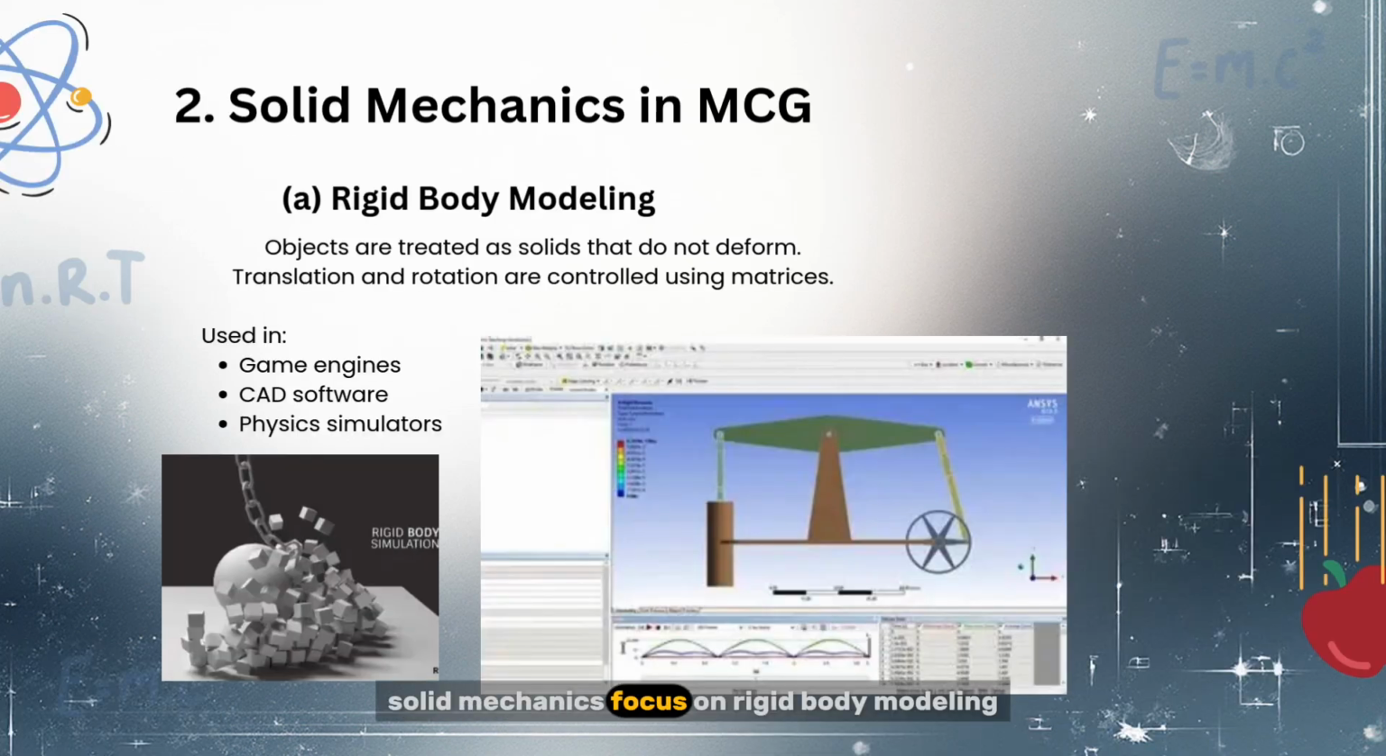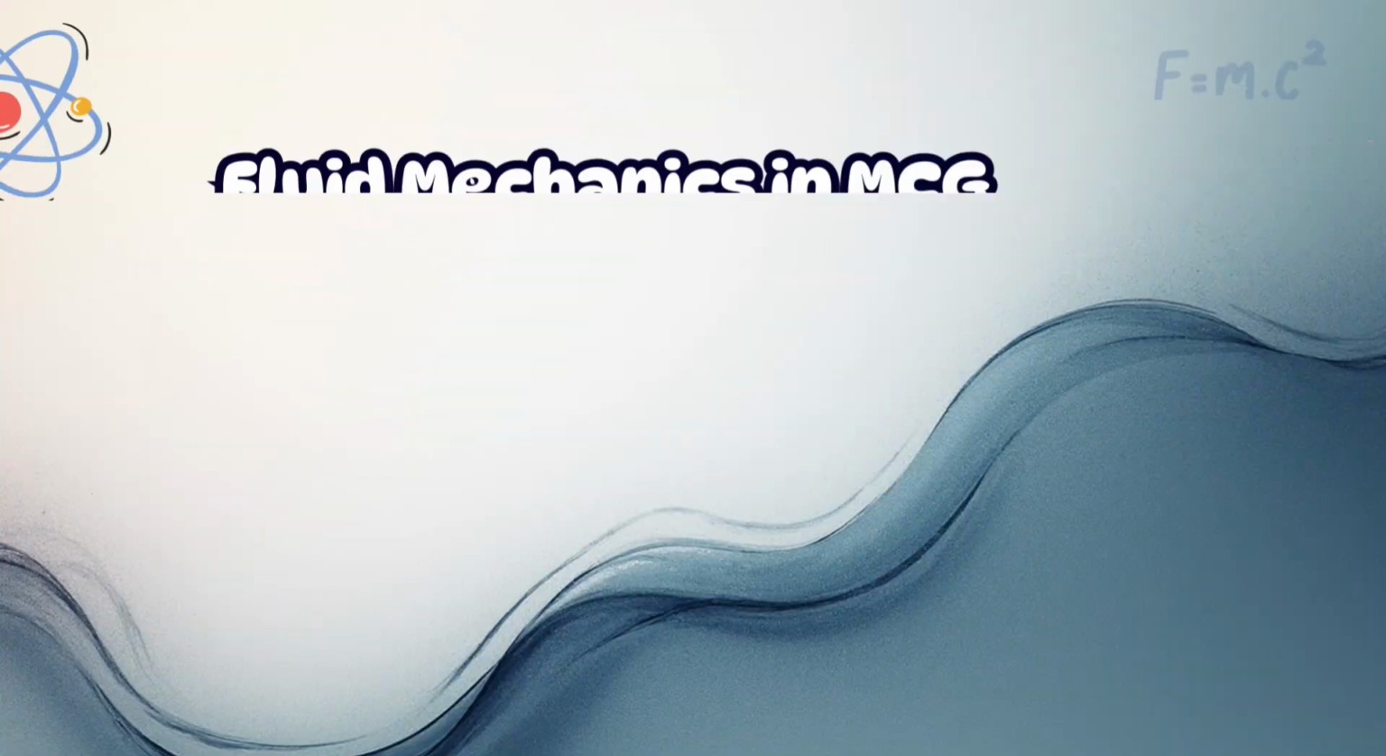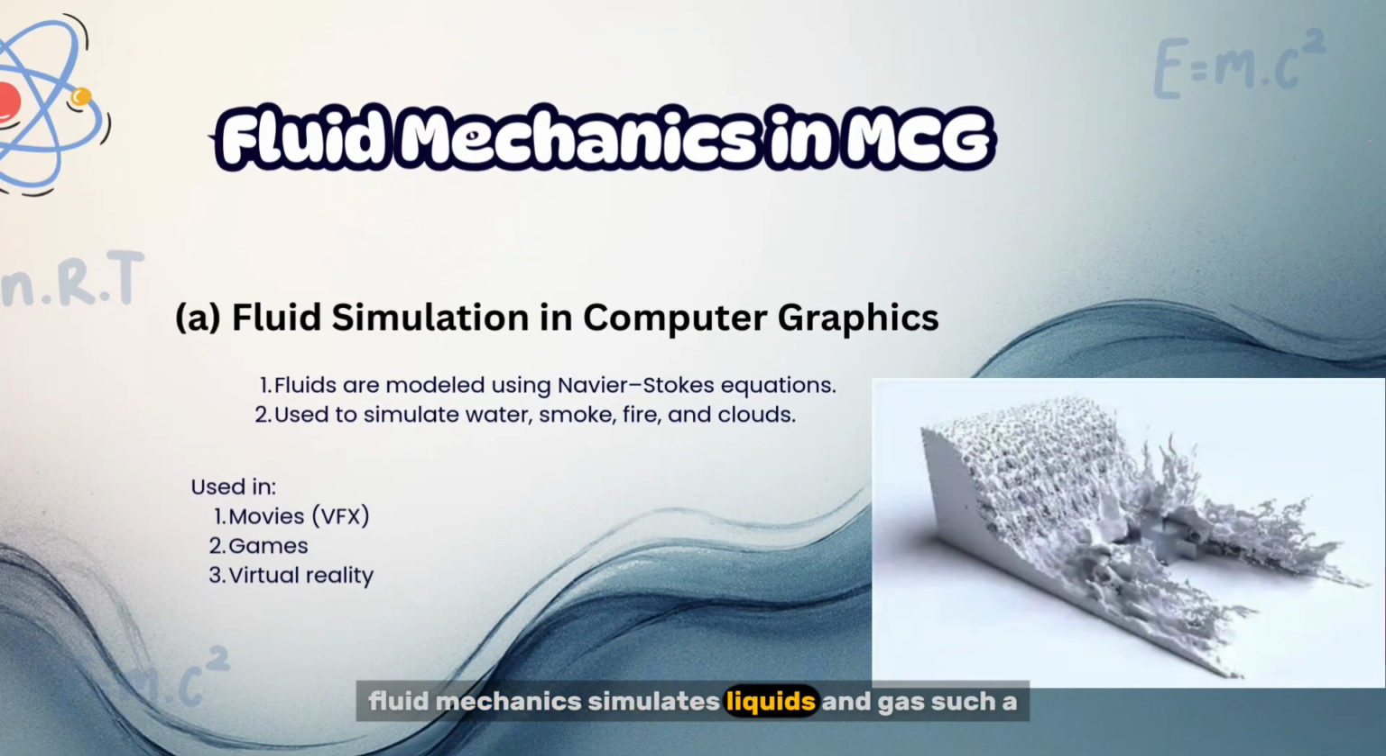Solid mechanics focus on rigid body modeling. It is used to simulate the movement, collision, and interaction of solid objects. Examples include buildings, vehicles, and objects in games. Fluid mechanics simulates liquids and gas such as water, smoke, and air. It is used to create realistic fluid motion in movies, games, and visual effects.